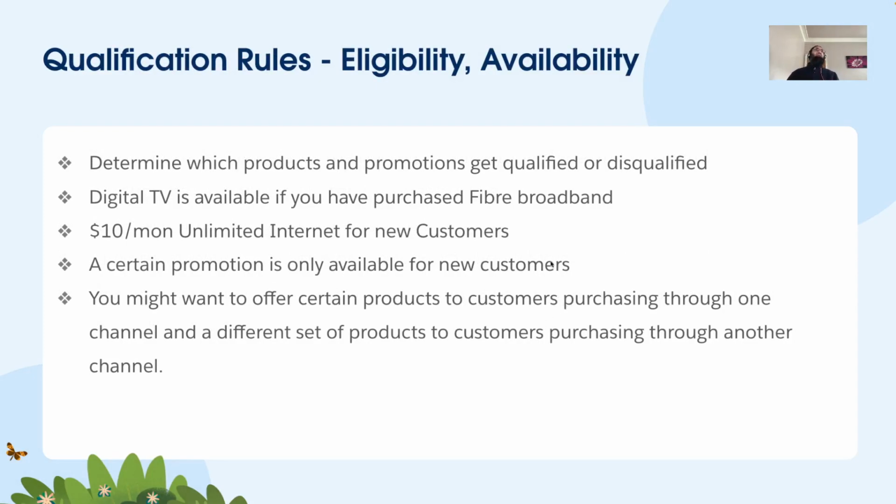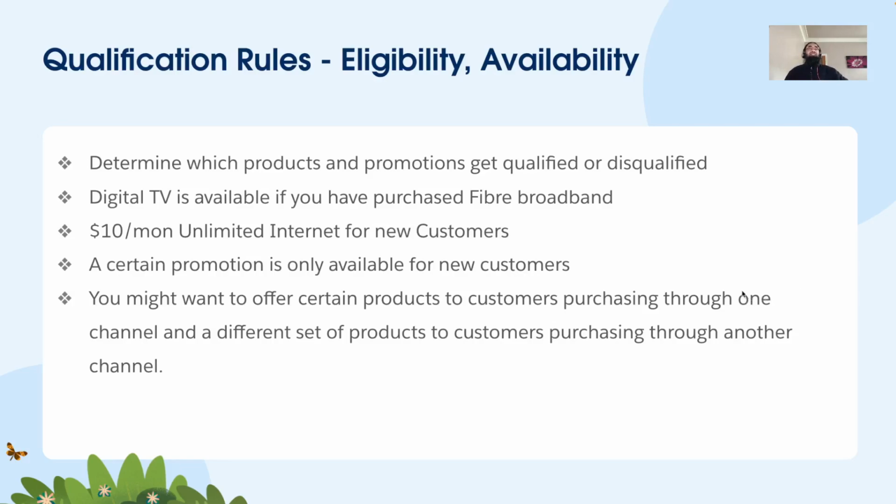I can create qualification rules to determine whether my products or promotions are qualified or disqualified. For example, digital TV is only available if purchased with fiber broadband. I may have a commercial offer that unlimited internet is only available for new customers. Certain promotions are only available for new customers. Certain types of offer products are only eligible for a certain channel.